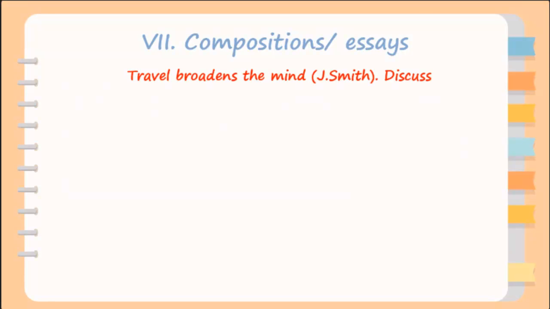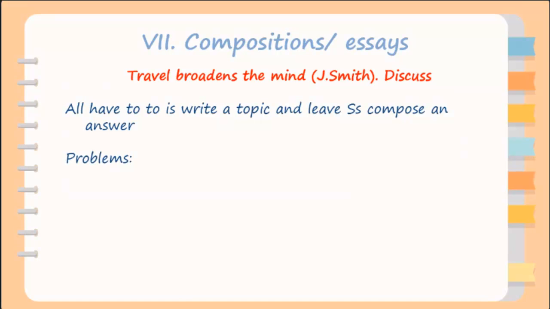The last part is the composition essay. At first sight, writing a prompt for an essay is quite easy. You just give the prompt and let the student compose the answer, like this: "Travel broadens the mind. Discuss." And there's some problem with this one. Some students have no idea about the term "discuss" here. So what do they have to do? Do they need to justify?